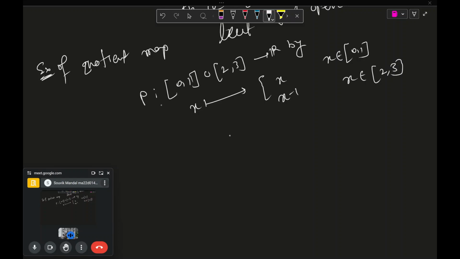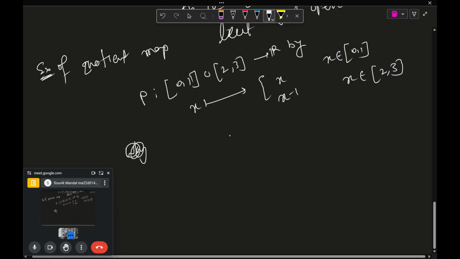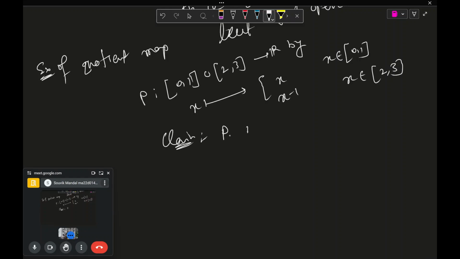So P equals a map like this. First question is why. I mean, the claim is that P is a quotient map, but not an open map. Now the question is why.